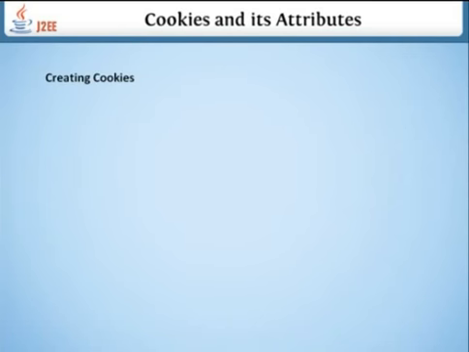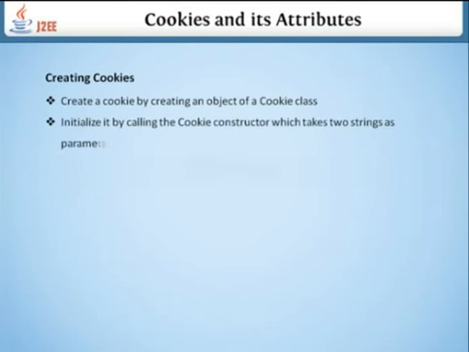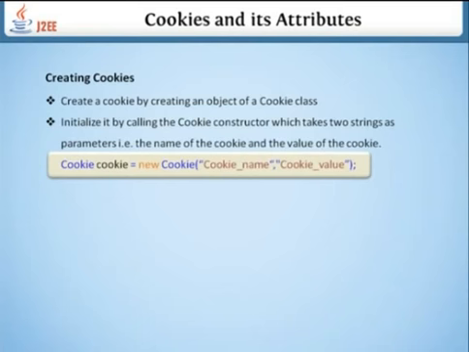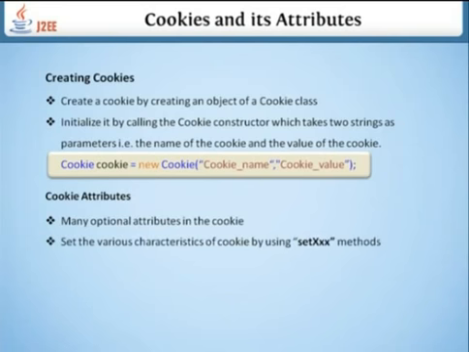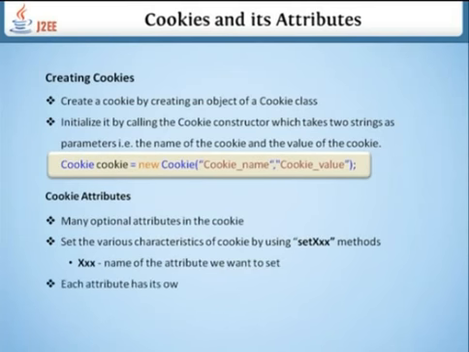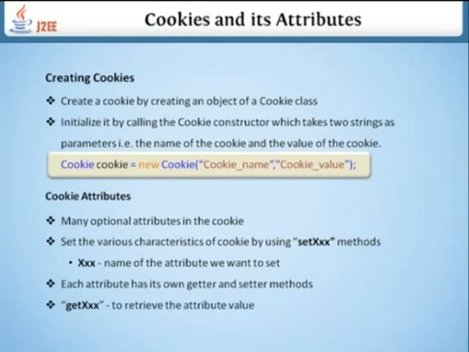Creating a cookie: initialize by calling the cookie constructor, which takes two string parameters, cookie equal to new Cookie of cookie name and cookie value. There are many optional attributes in the cookie. Set the various characteristics of the cookie by using set access methods. Each attribute has its own getter and setter methods. Get methods retrieve the attribute value.